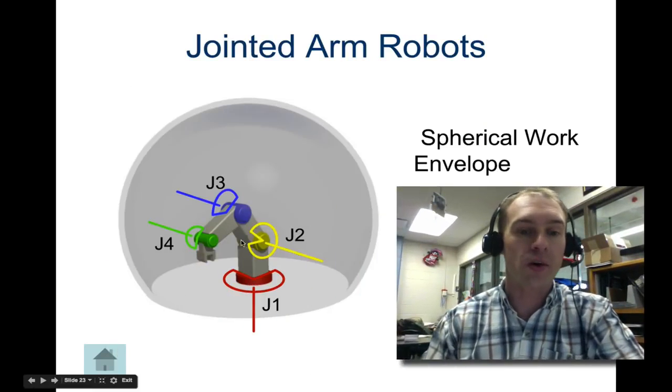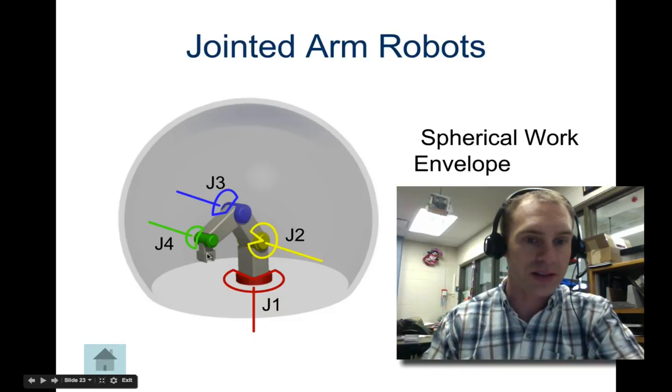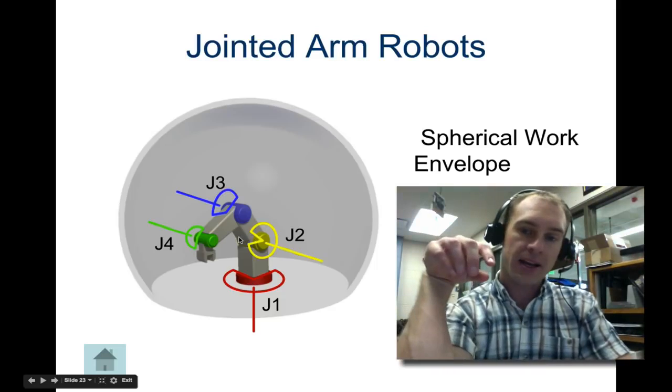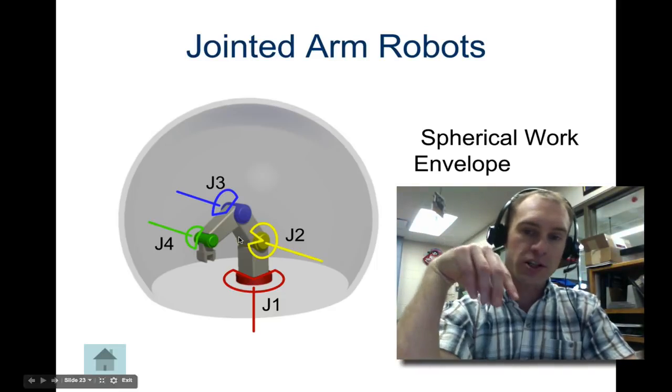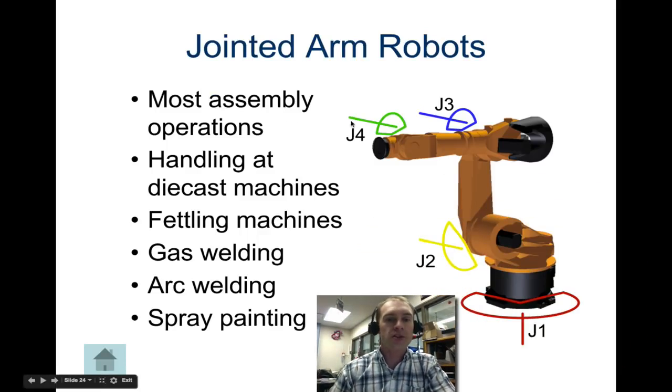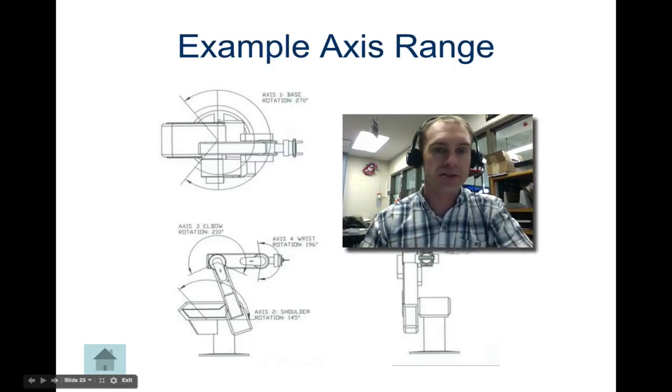So this has a spherical work envelope, and it can reach in a lot of different places. And this arm, you can see, since this J4 can move in, it can actually reach a lot greater distance inside itself, because if this whole arm comes back, then you can reach really, really close to the base in there. So again, here's a jointed arm robot. It's really good for assembly, again, handling, welding, spray painting, because it can move kind of in all directions.